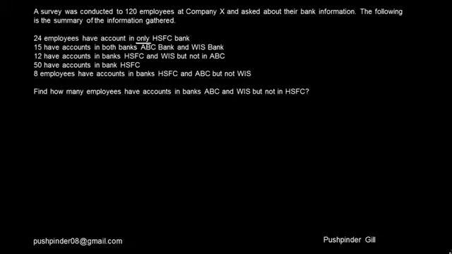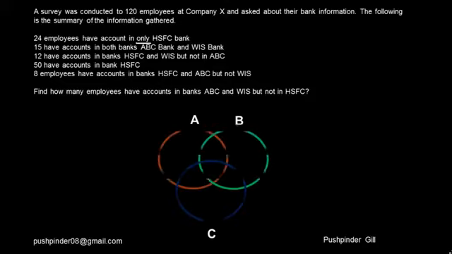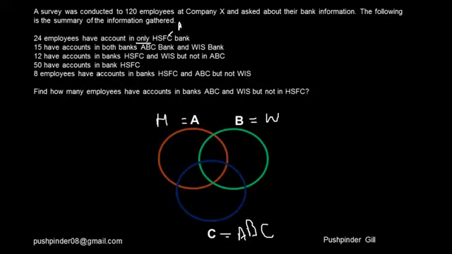So once the small values are given to you, it's always recommended that you draw the diagram, right? So let us denote this by A. Let's say this is HSFC Bank, this is your WIS Bank, and this is your ABC Bank. Fine. Now let's see what it's saying. The very first step is to fill the information into the diagram, then go about filling the information which is not in the diagram.